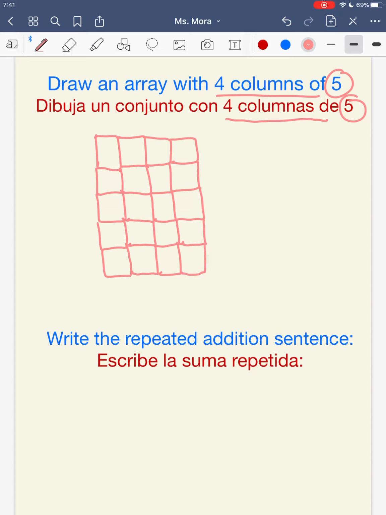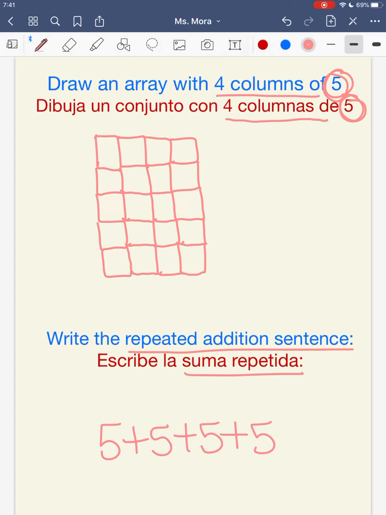Okay, guys. So, your repeated addition sentence. Remember, you're adding columns, or you drew columns of 5. So, it's 5 plus 5 plus 5 plus 5 equals 5 plus 5 is 10. And we have 5 plus 5 is 10 again. And 10 plus 10 is 20. Alrighty. So we have 20 squares in this array.